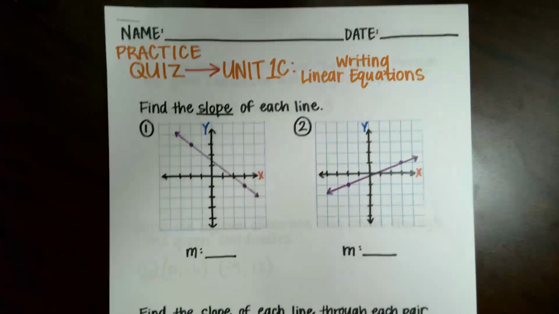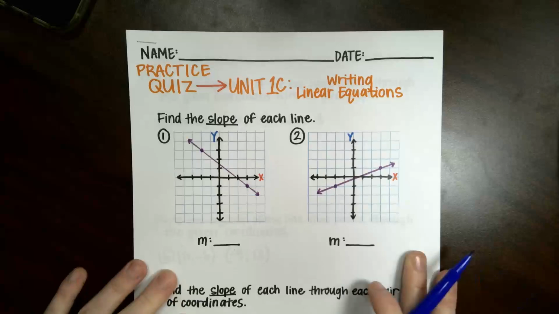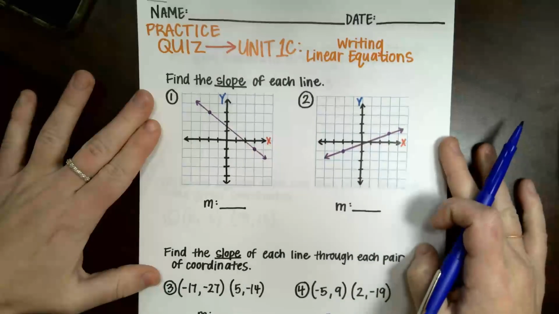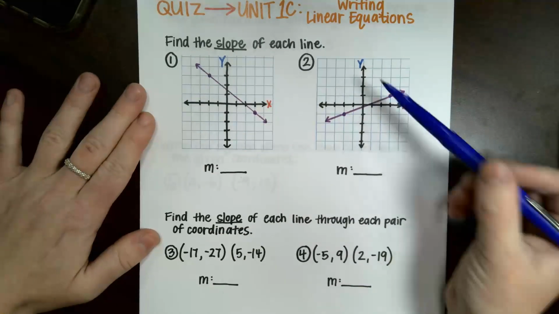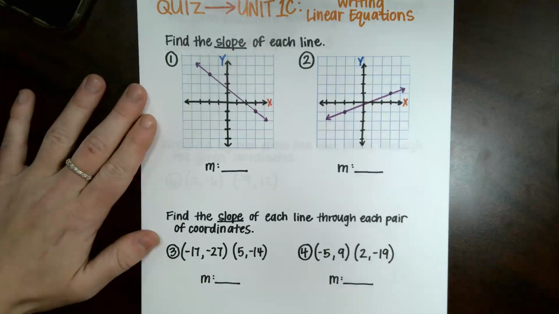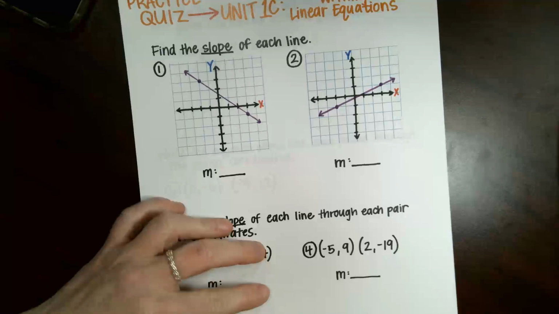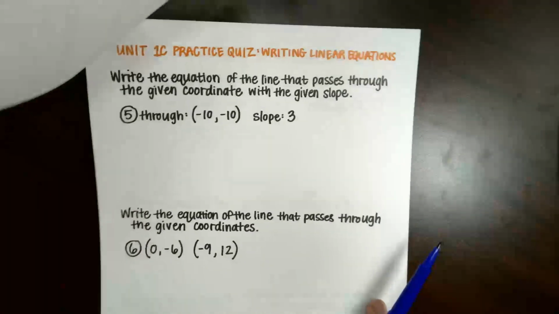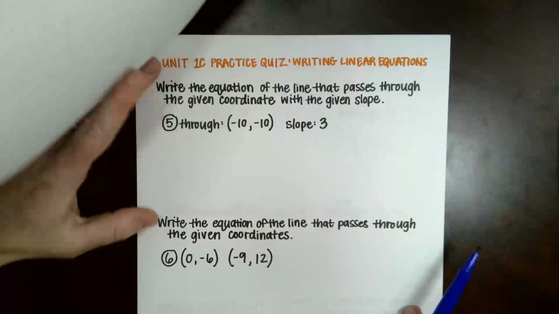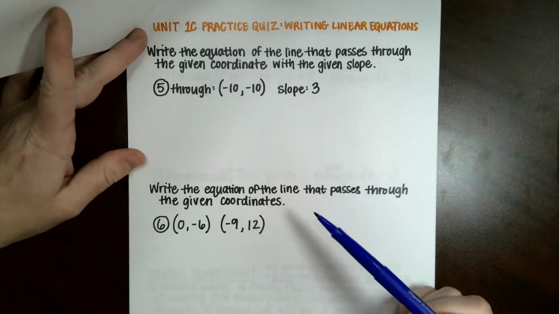Before that, I do want to give you a rundown of what the layout of it is. You got these questions on the front page where you're just finding slope. The whole first page, that's all you do. You don't need to write equations, just slope. And the next page, you've got two different questions here. These questions, you are writing equations.